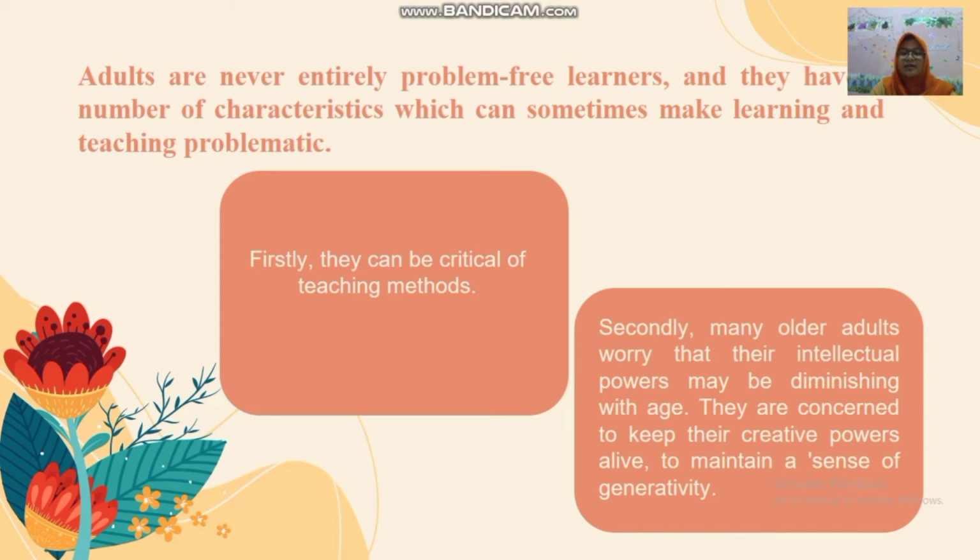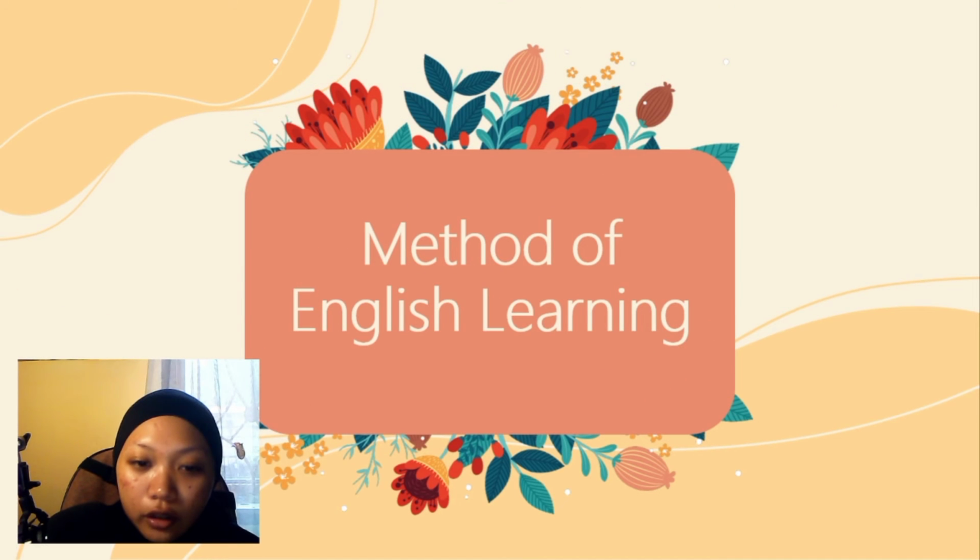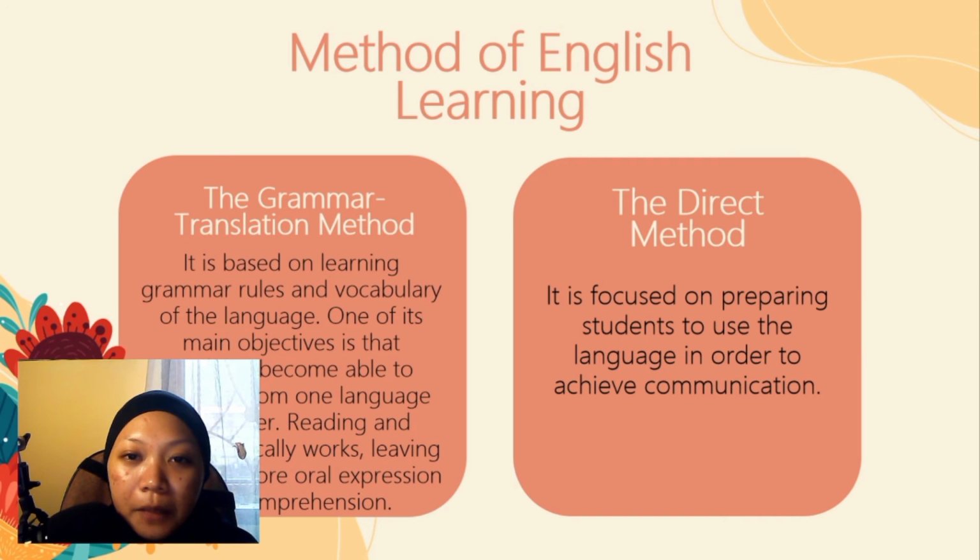I think that's all. Next is methods of English learning. The methods of English learning include the grammar translation method. It is based on learning the grammar rules and vocabulary of the language. One of its main objectives is that students become able to translate from one language to another. Reading and writing are basically what is worked on, leaving aside the more oral expression and comprehension.